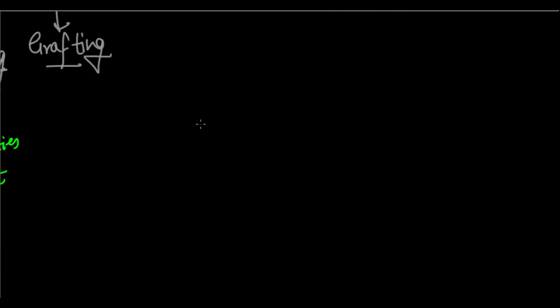So basically in grafting, we take one plant part, right? We take one plant and another plant is taken. Let me take another color. So we take one plant and we take another plant, and these two plants are tied together. They are connected together. So we connect these plants together, right?